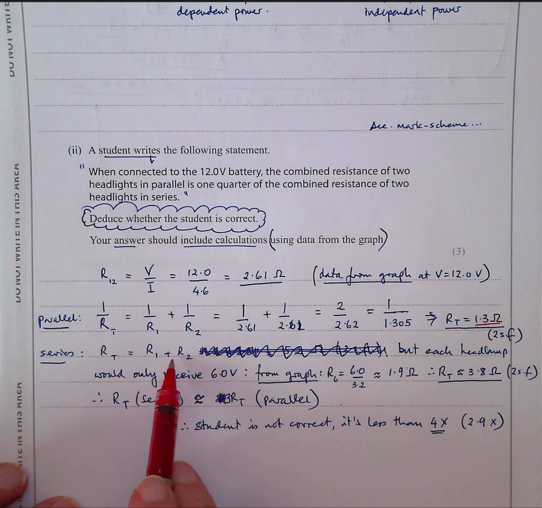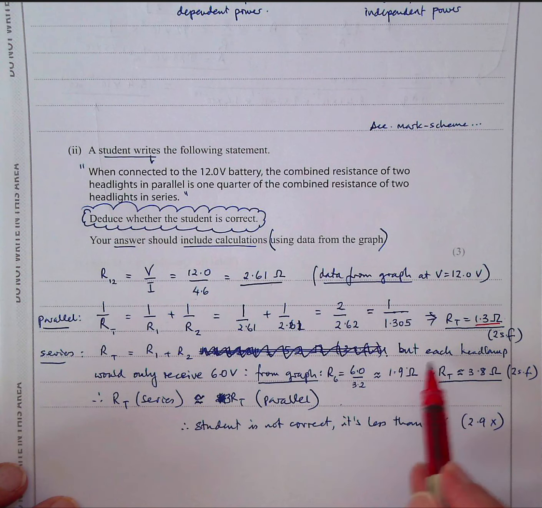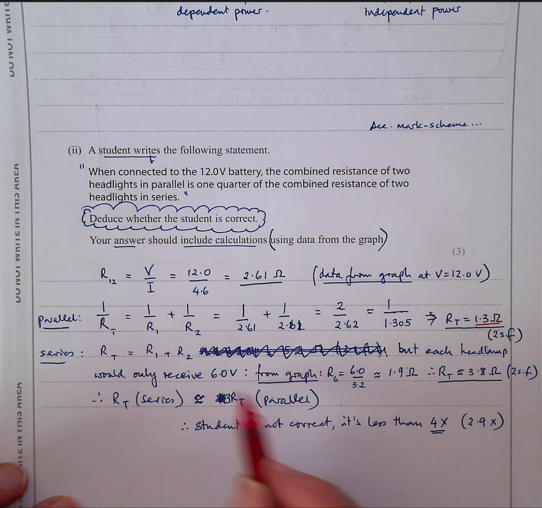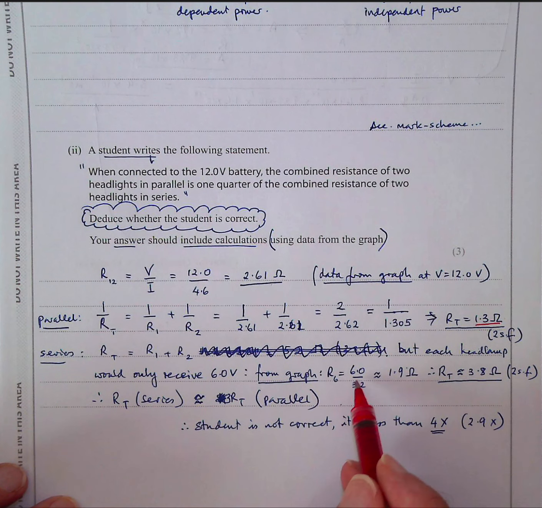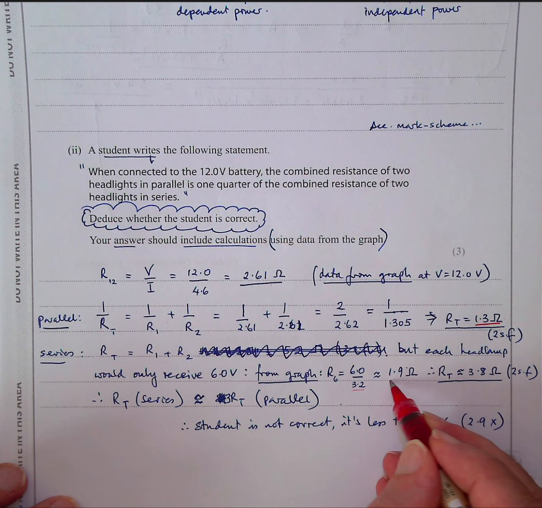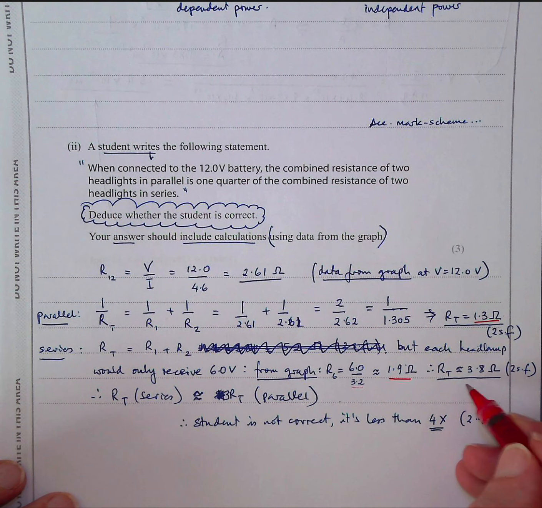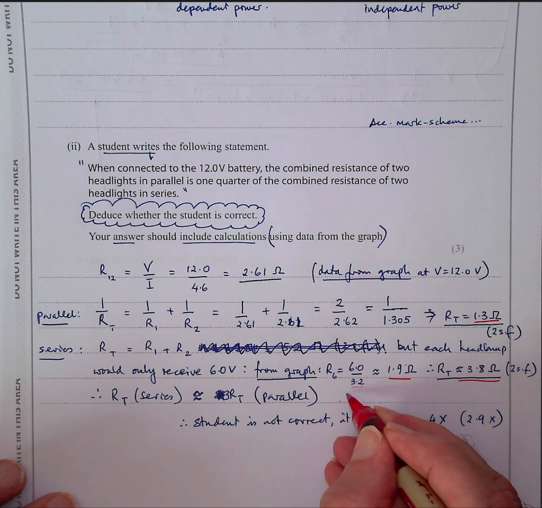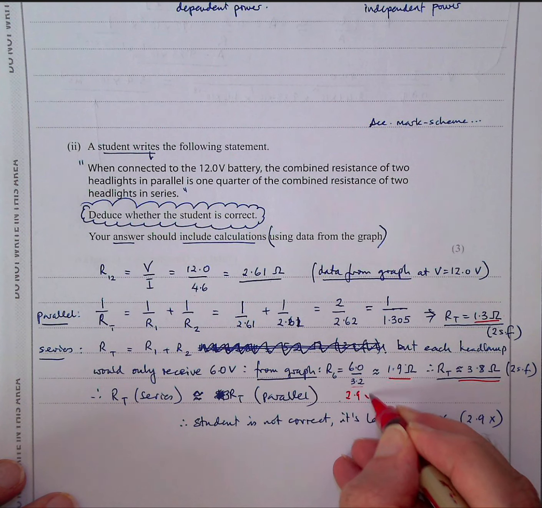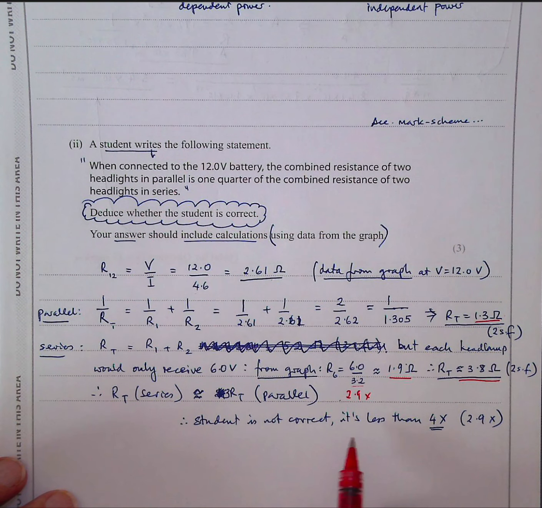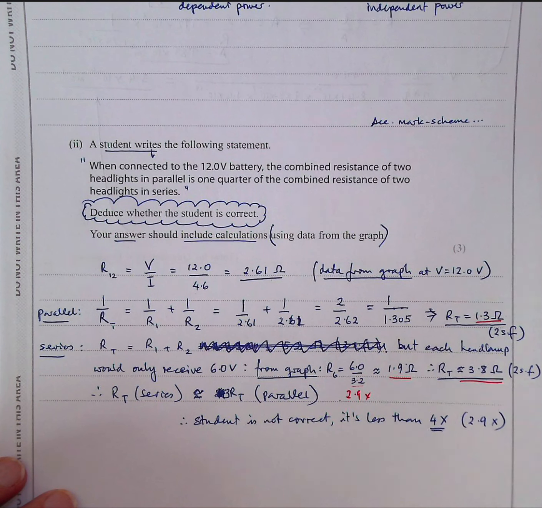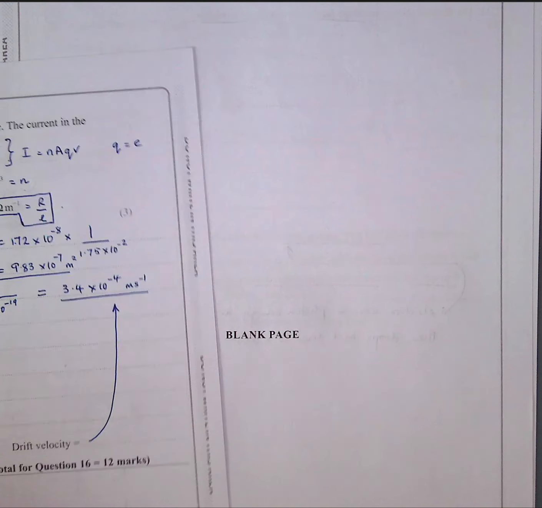Resistors in series, the 2 resistors just simply add up. But this time for each headlight, they would only receive 6 volts. So you take from the graph at 6 volts, you get 3.2 amps. You'll find that to 2 significant figures is approximately 1.9 ohms. 2 resistors in series at that value will be 3.8 ohms. So that's approximately 3 times the value, because 1.3 times 3 is about 3. It's actually about 2.9 times. Yeah, 2.9 times. So the student is not correct. It's less than 4 times. It's about 2.9 times. Okay, so that's the mark scheme I showed you before.